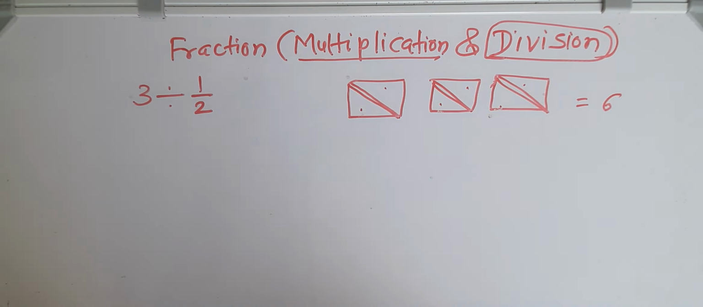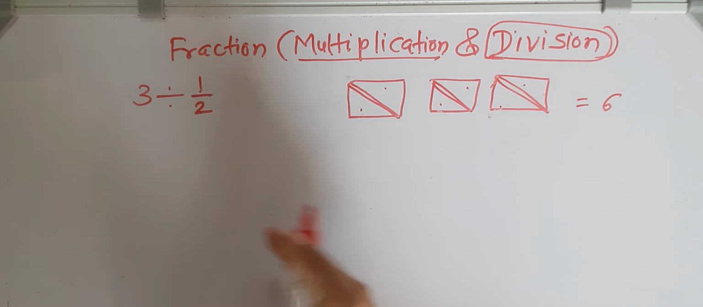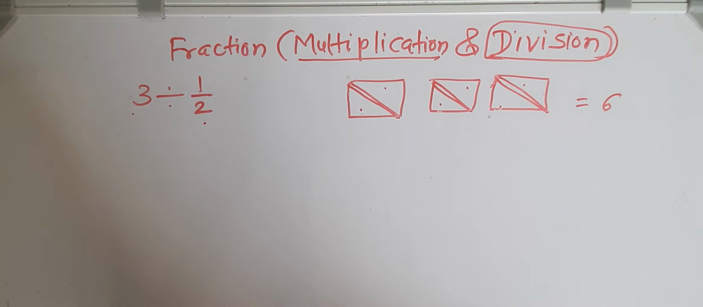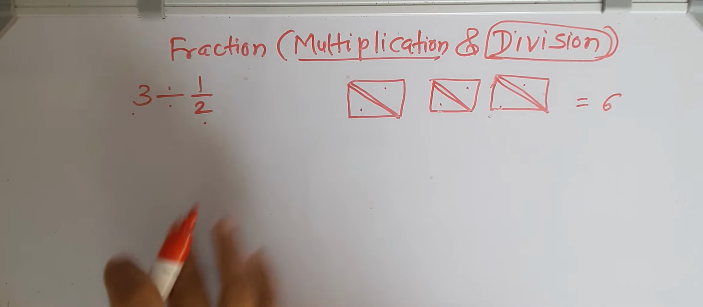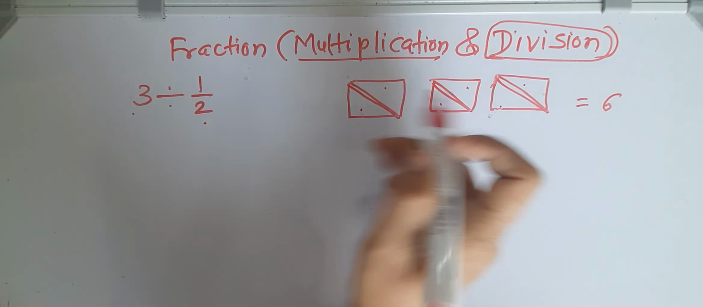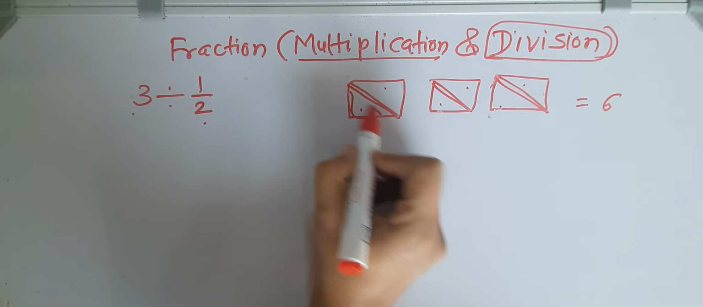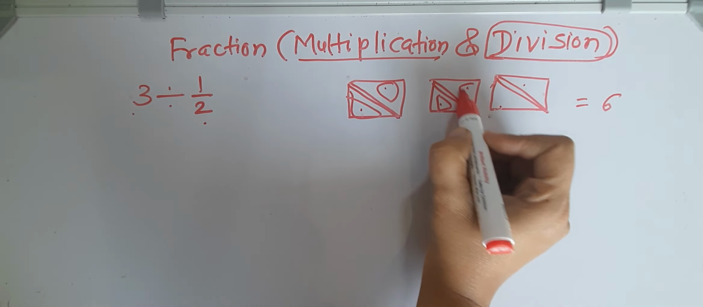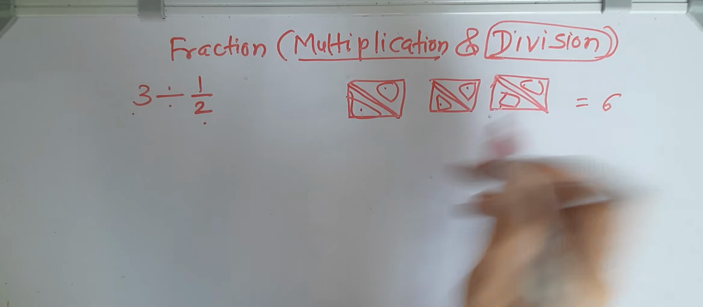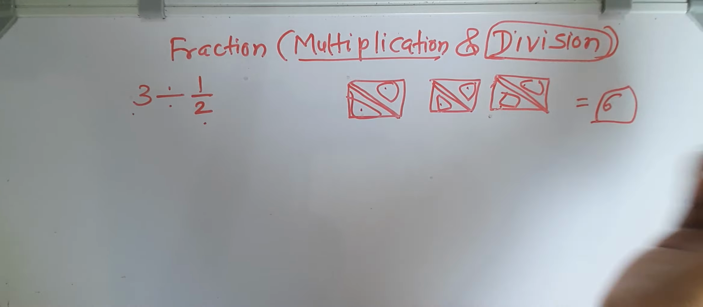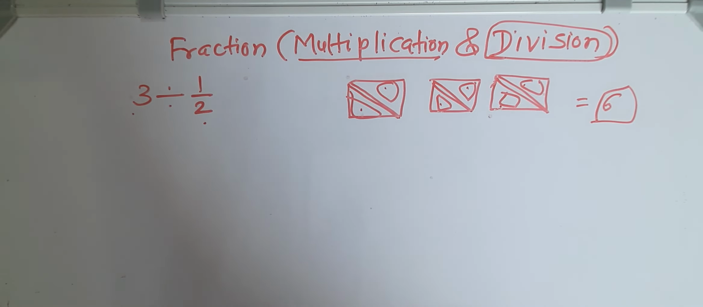What we actually do in division, dividing 3 by 1 by 2, is actually multiplying 3 by 2, because we are dividing this 3 into halves. That's what they have asked us. We have divided this 3 into halves, and the total number of halves we have now is 6. So we are dividing 3 by 1 by 2. That means we are multiplying it by 2.